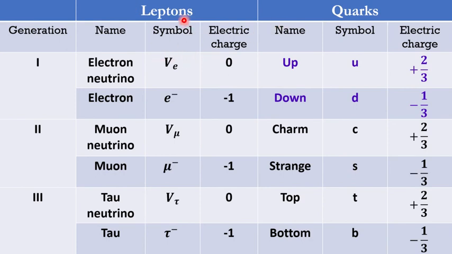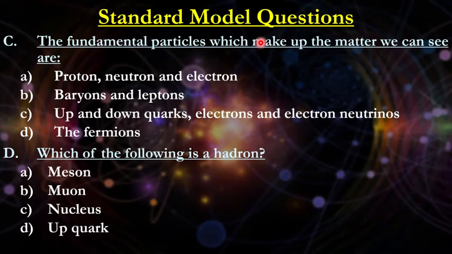So if we compare the pair, we've talked about the two fermions. We have the lepton, the quarks. Okay, remember the leptons come in whole number integer charges or no charge, while quarks come in fractional charges. If we then go through some multiple choice, let's go through C. The fundamental particles which make up the matter we can see are, in this case, up and down quarks, electrons and electron neutrinos. Makes sense because these are the ones that form the atoms and the elements of our universe. Which of the following is a hadron? That would be a meson. So there you go.